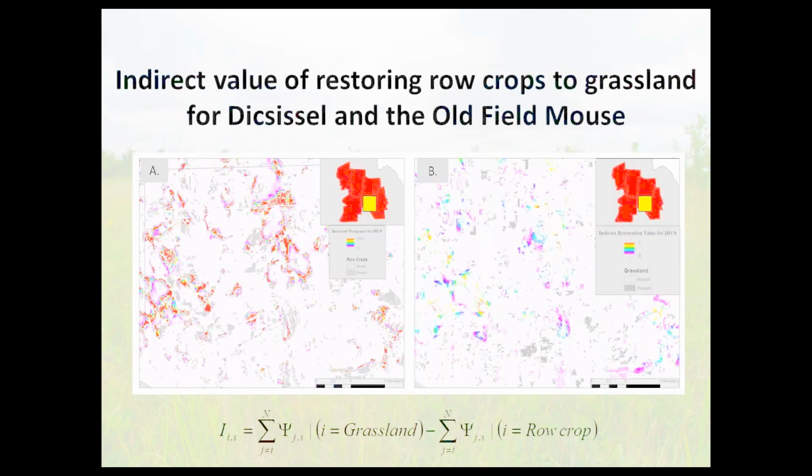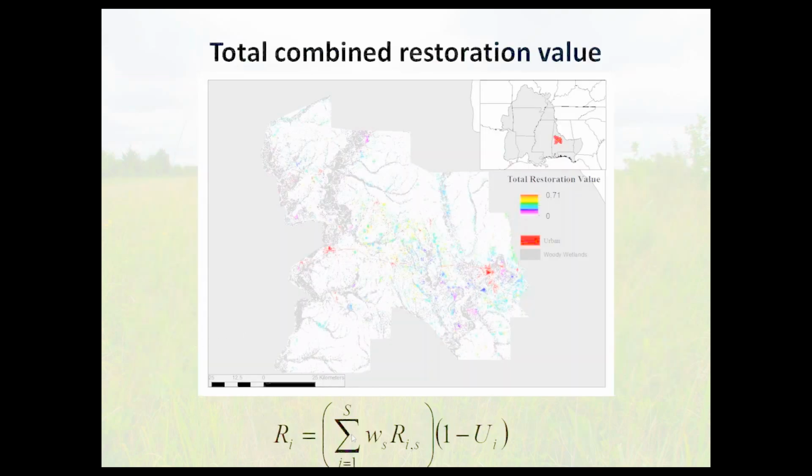So then the next step is to do the indirect value calculations for those landscapes for each species independently. And these are what your two maps would look like for, again, that subset of these 5 counties. And then the last step is to combine those two species by weighting them. In this case, we weighted them equally because we didn't have any indication as to whether one was more valuable than the other. So we weighted them equally and summed their biological value to the system, and then we discounted by the proportion of urban in that landscape. And so this would be your final map of valuable locations to restore grassland habitat in this 5-county area.